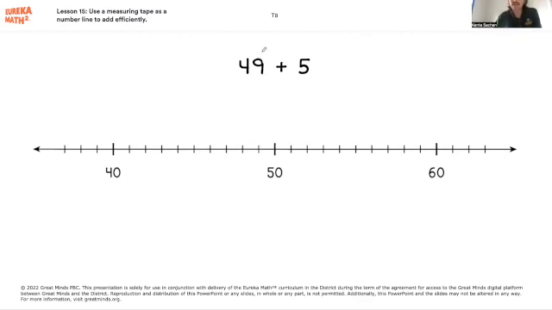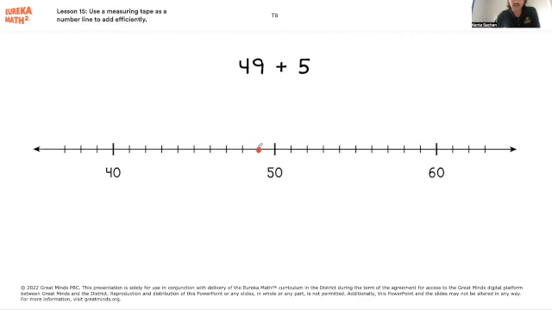49 plus 5. I'm going to start by finding 49 on my number line. Where is that? I want you to point at it. Yeah, I see a lot of you pointing right here. Good job. Because 49 is 1 less than 50.